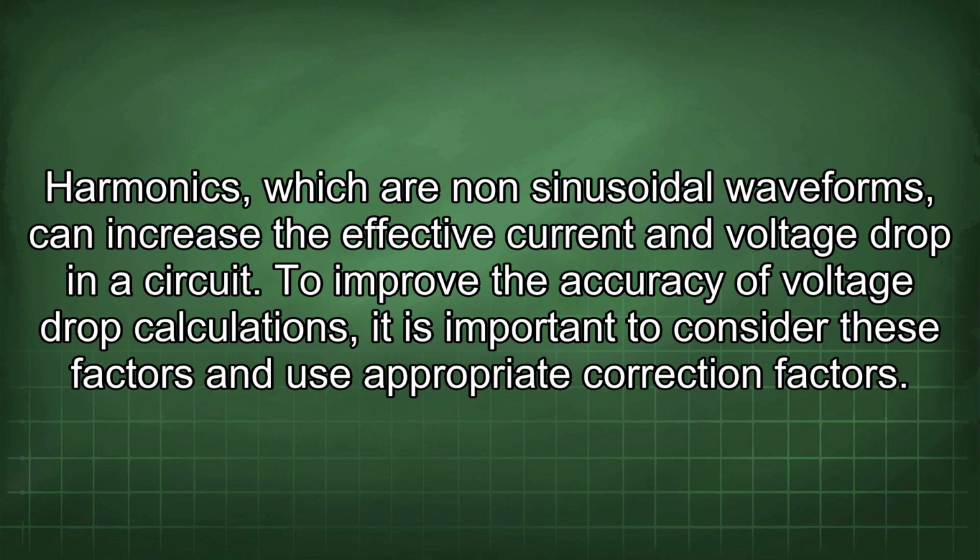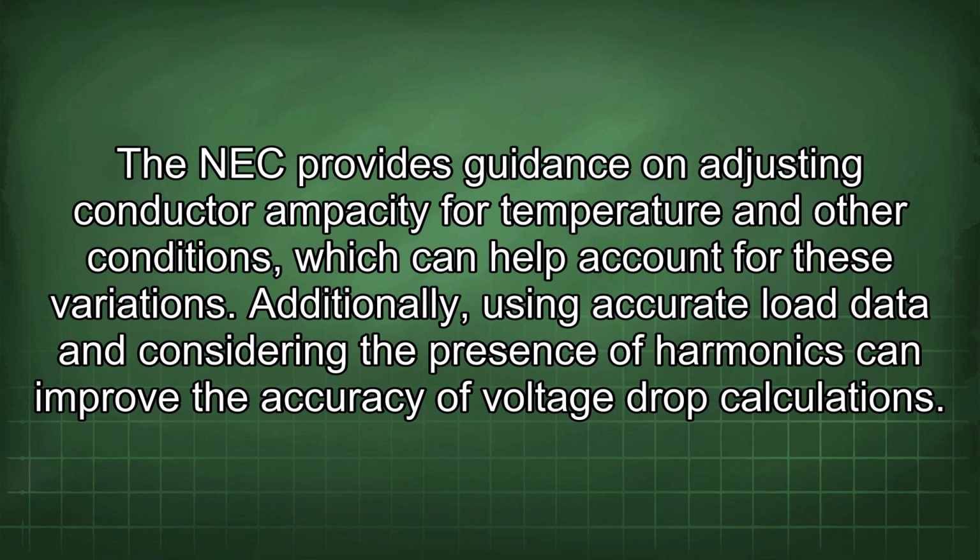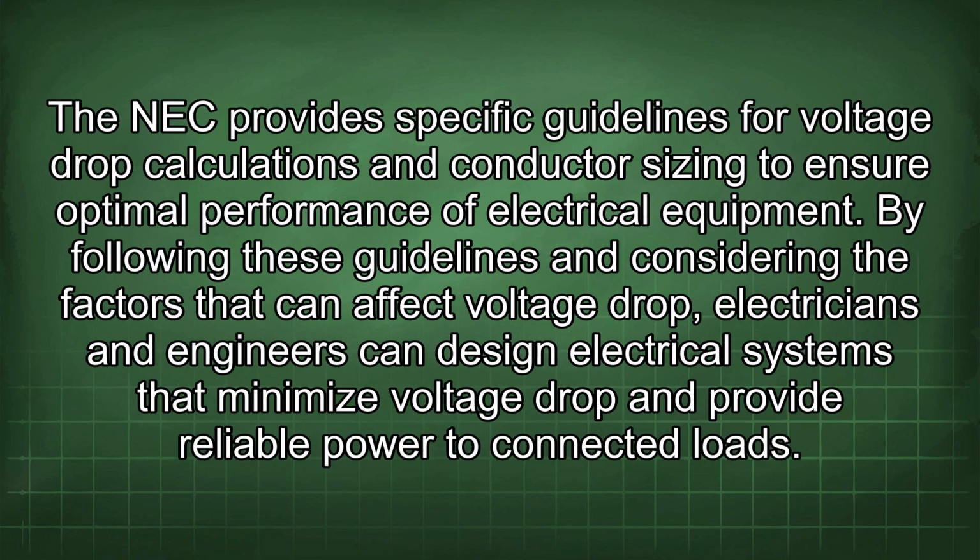To improve the accuracy of voltage drop calculations, it is important to consider these factors and use appropriate correction factors. The NEC provides guidance on adjusting conductor ampacity for temperature and other conditions, which can help account for these variations. Additionally, using accurate load data and considering the presence of harmonics can improve the accuracy of voltage drop calculations. The NEC provides specific guidelines for voltage drop calculations and conductor sizing to ensure optimal performance of electrical equipment.